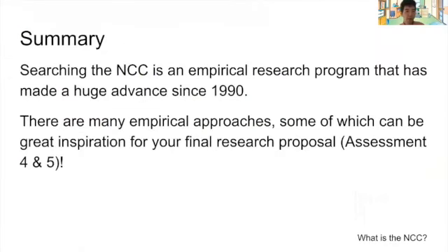All right. In summary, for this first part of the lecture, I introduced the concept of the NCC, neural correlates of consciousness, an empirical research program that has made huge advances since the 1990s. Christof Koch's review in 2016 brings an updated notion of NCC. There are many empirical approaches, as you saw in the last table, some of which can be great inspiration for your final research proposal. In the next part of the video, we'll go into the paradigm example of whether the NCC can be found in a particular area of the brain, the V1.